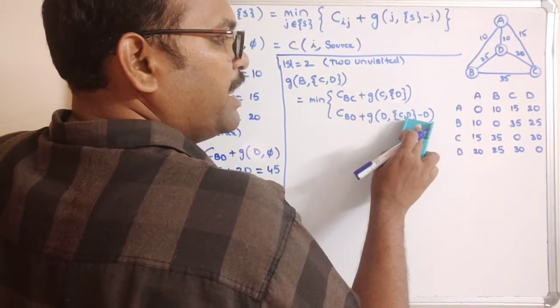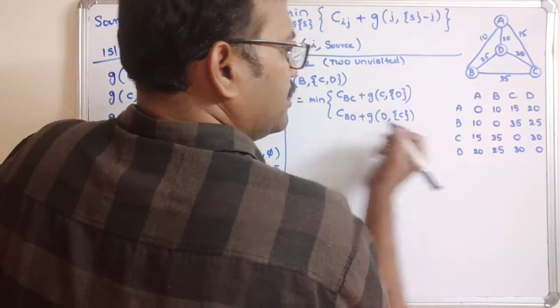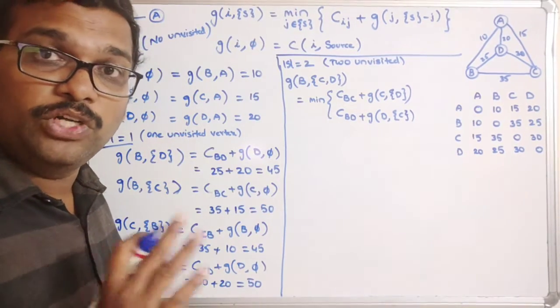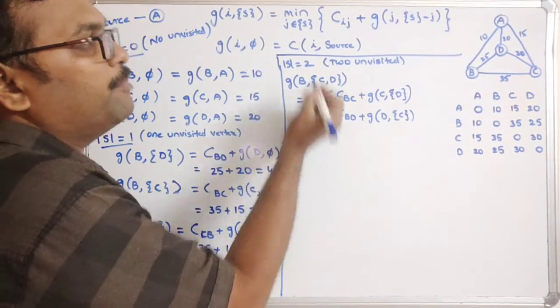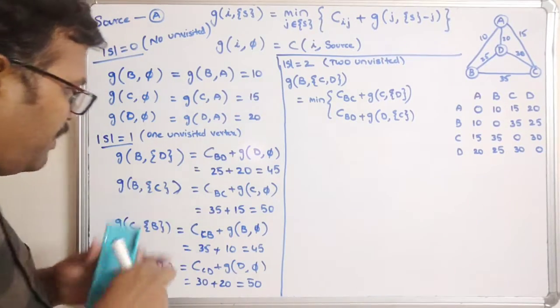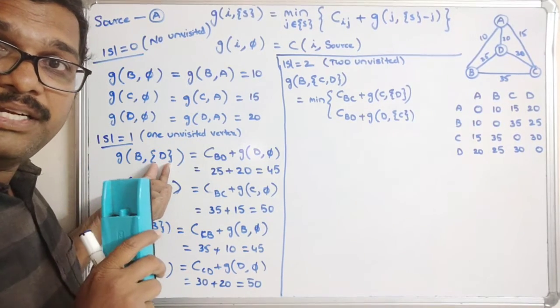Okay, and here C minus D means it will be C. Hope you understood. So among these two, we have to select the minimum. So that's the formula. And in the previous case, we are having a set with only one element, only one unvisited node.